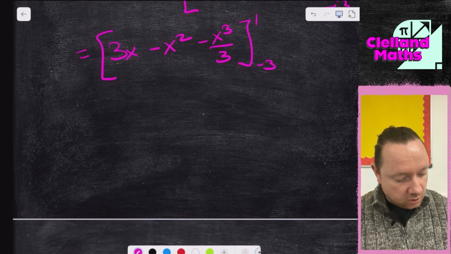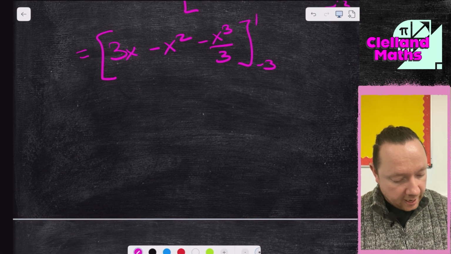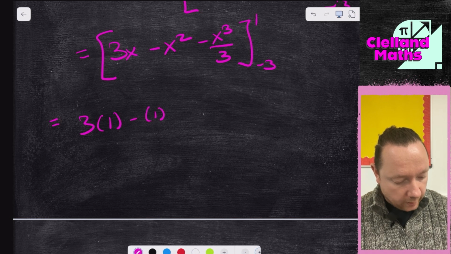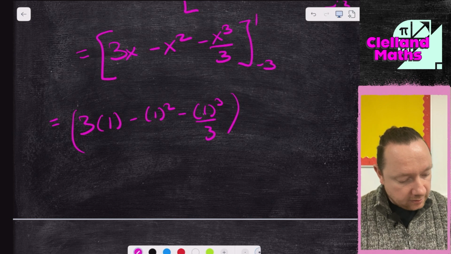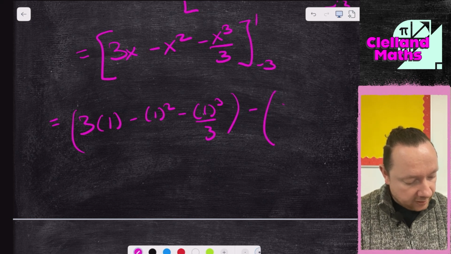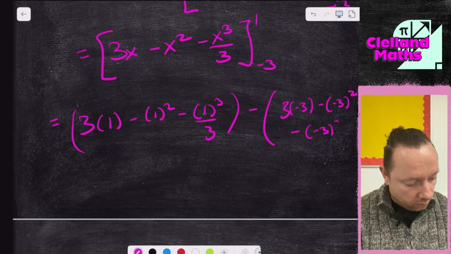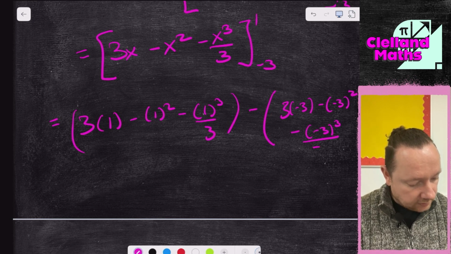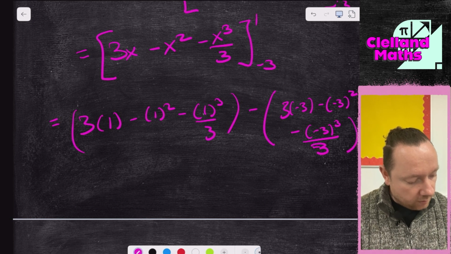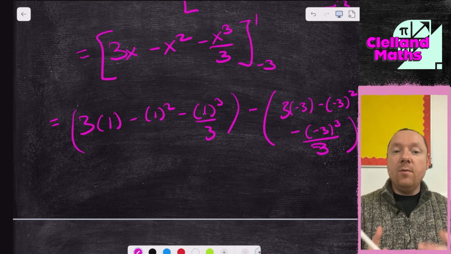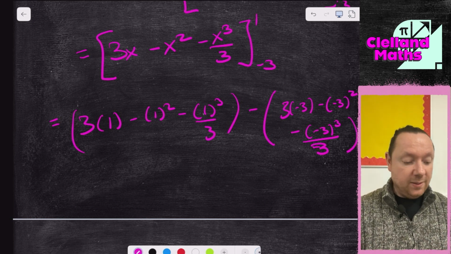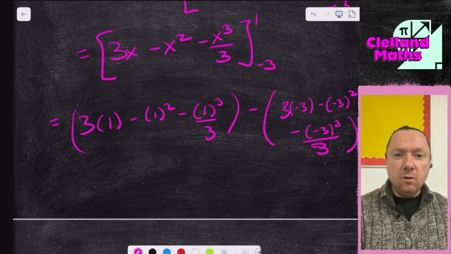Always get a mark for subbing in, so put the actual substitution in, don't do anything yet. So that equals 3 times 1 minus 1 squared minus 1 cubed over 3, that's my first big bracket, minus my second big bracket, 3 times minus 3, minus minus 3 squared, minus minus 3 cubed over 3. So I usually get a mark there, and then I only get another mark once I've worked it out. A lot of people just make a mistake at this point, but as long as you've subbed in, you're only going to lose 1 mark.